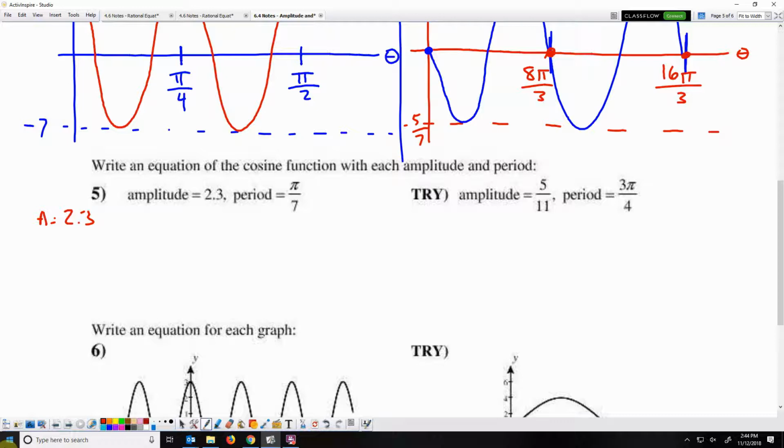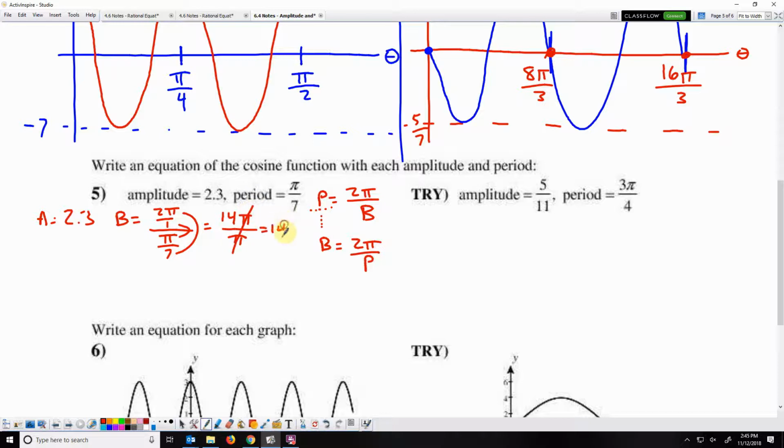If period is 2 pi over b, and I can think of this as a proportion over 1, in a proportion I can switch diagonally anytime I want to. So b is 2 pi over period. To write an equation, we need to know b. So b is 2 pi, and we'll put that over 1, over the period, pi over 7. So we get 14 pi over pi, which is 14.